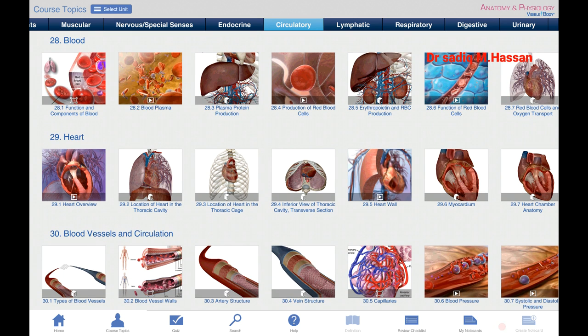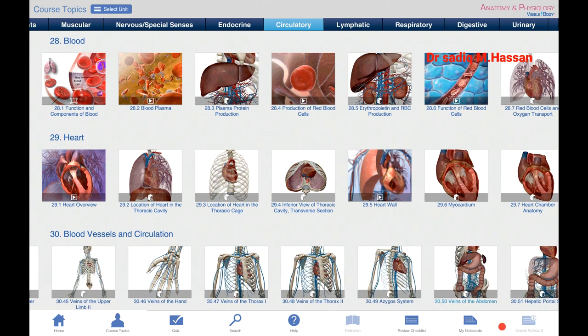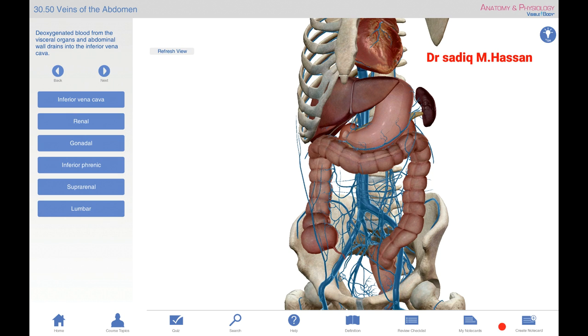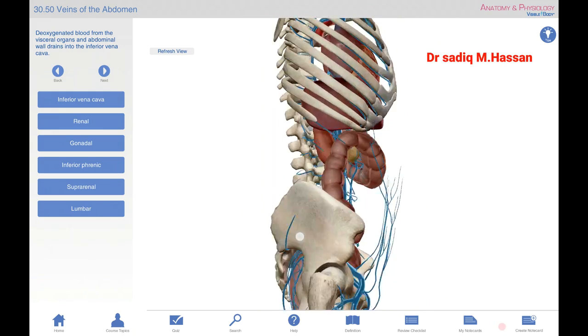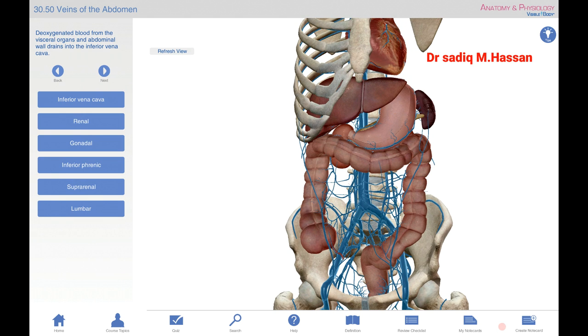And the last, or the fourth video, will be the blood vessels, and you see how the whole structure goes, the blood vessels everywhere. This is in the GIT. So we will discuss every structure in detail: the blood vessels, the circulation, and the heart, both anatomy and physiology, but not in so much detail.